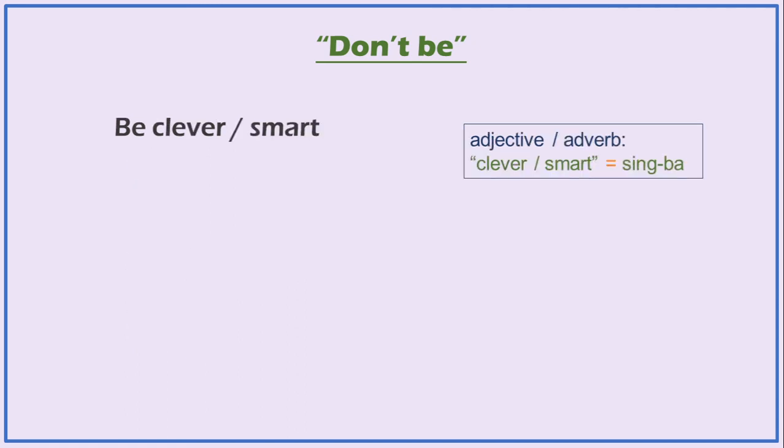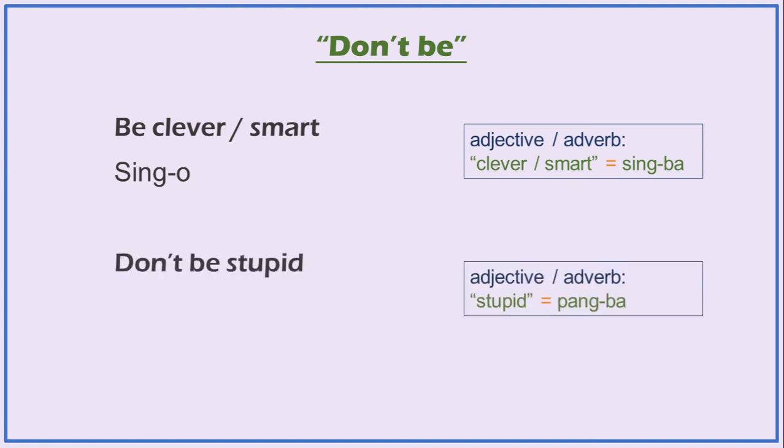And be clever or smart. And clever or smart is an adjective, which is singba. So singo in the imperative form. Or you can say don't be stupid. And stupid is pangba. Pangganu.